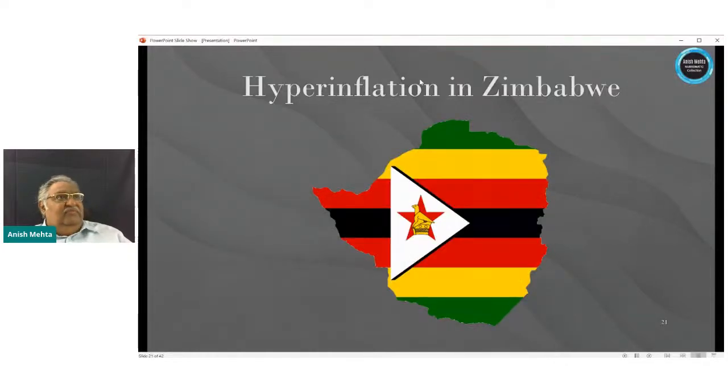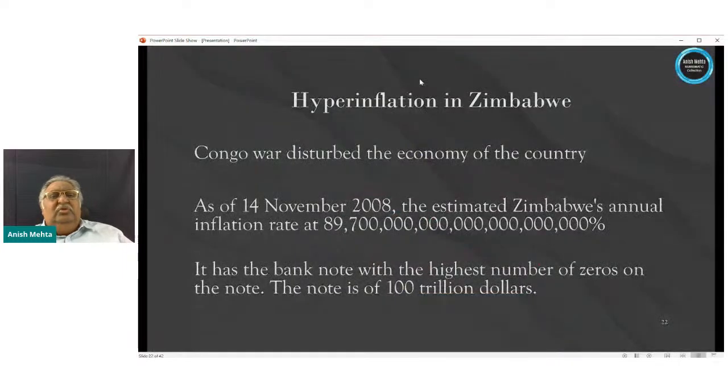Now coming to Zimbabwe, which is a more recent situation where you had a hyperinflation. This was more due to the Congo War, which disturbed the economy of the country. Even here you see the annual inflation rate of Zimbabwe. It was an astronomical figure. Zimbabwe has a banknote which shows the maximum number of zeros on a banknote. Hungary has the higher denomination notes, but those notes do not have the numerical figures shown on the banknotes.